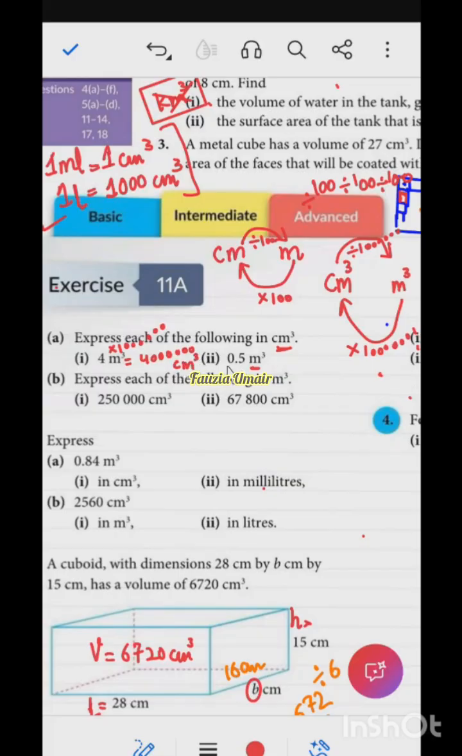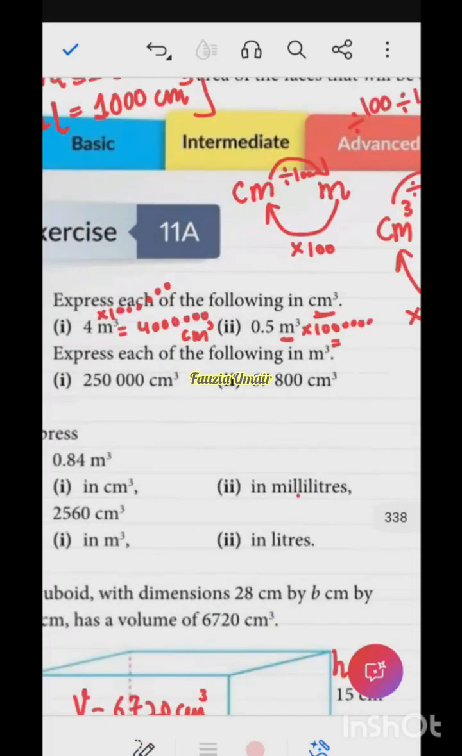So same is the case here in the second question. It is 0.5 meter cube. So we will multiply with 1 million, right? 6 zeros, you counted them. So can you tell me what would be the answer? 0.5 multiplied by a million. Ma'am, we will move the decimal point. Very good. There is one decimal point already, so instead of writing 6 zeros we will write down 5 zeros, because one zero has been taken by the decimal. So it would be 500,000 centimeter cube.